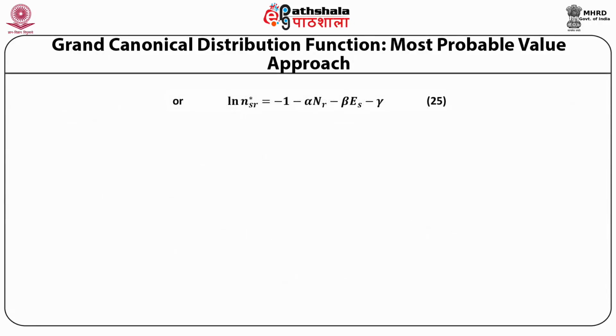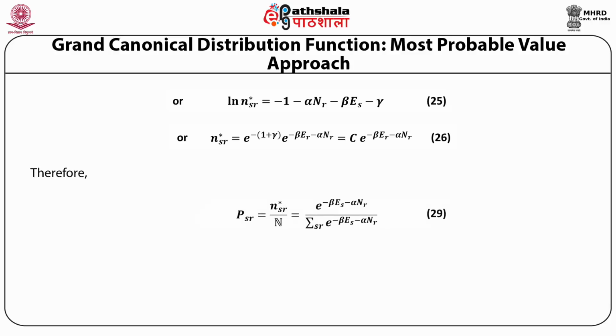Log of n star sr is equal to minus 1 minus alpha n_r minus beta E_s minus gamma, or n star sr is equal to e raised to the power minus 1 plus gamma, multiplied by e raised to the power minus beta E_s minus alpha n_r, which is equal to a constant C multiplied by e raised to the power minus beta E_s minus alpha n_r. Therefore, P_sr is equal to n star sr divided by the total number of identical systems in the ensemble, which is equal to e raised to the power minus beta E_s minus alpha n_r divided by summation over s, r of e raised to the power minus beta E_s minus alpha n_r.